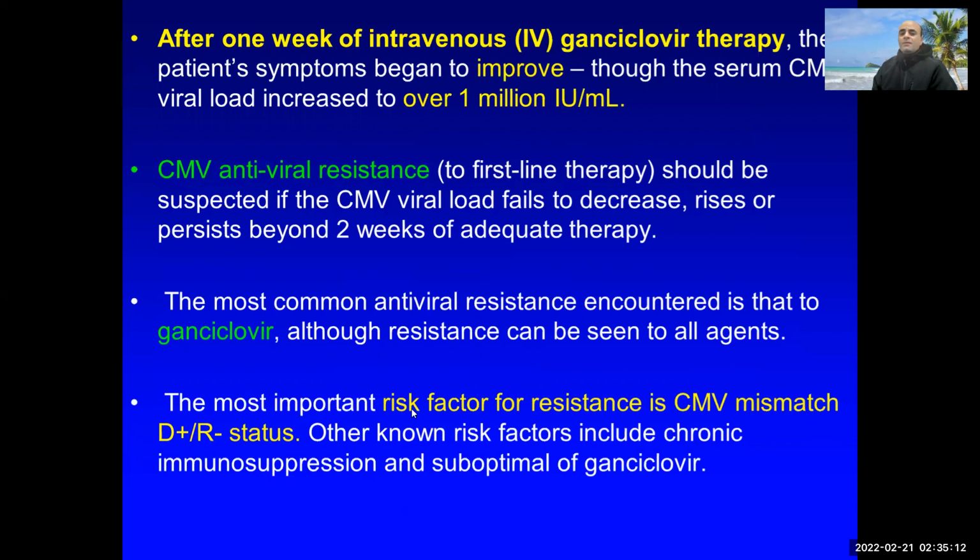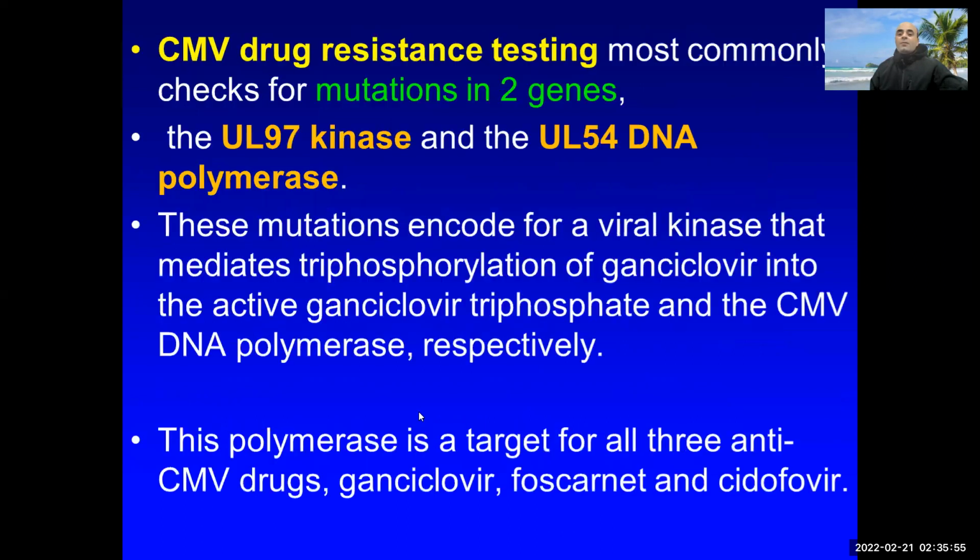What is the definition of CMV antiviral resistance? It should be suspected if the CMV viral load fails to decrease, increases, or persists beyond 2 weeks of adequate therapy. The most common antiviral resistance encountered is to ganciclovir, though resistance can be seen to all agents. The most important risk factor for resistance is CMV mismatch, like donor positive and recipient negative. Other known risk factors include chronic immunosuppression and suboptimal ganciclovir dosing.